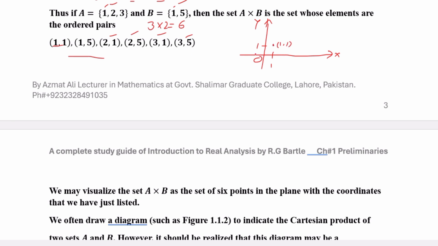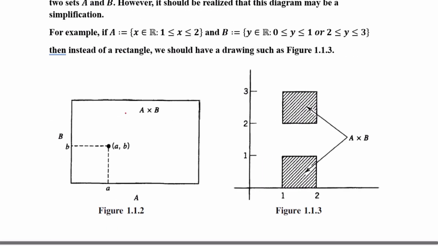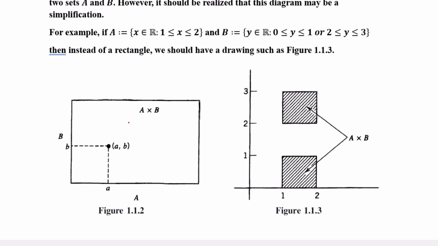Similarly, suppose this is x equal to 2, then this point represents the ordered pair (2, 1). Similarly, you can plot all other points. Suppose this height represents y equal to 5 and this is x equal to 1, then this is the point (1, 5). So this figure says that if your sets A and B are both finite sets, then their Cartesian product is just points in the plane.